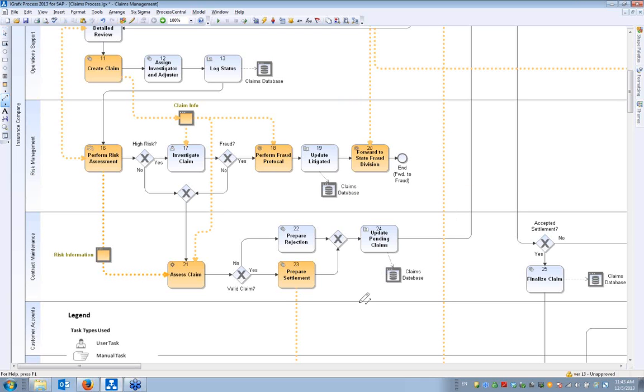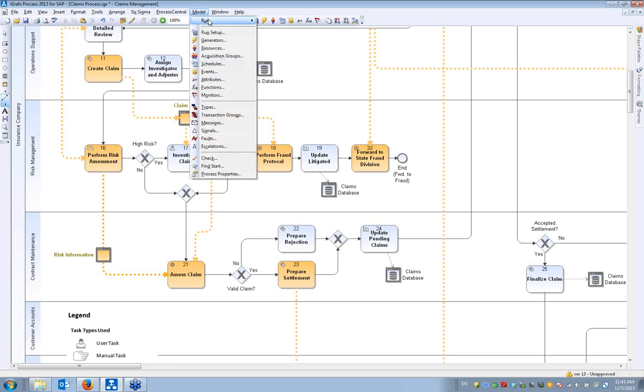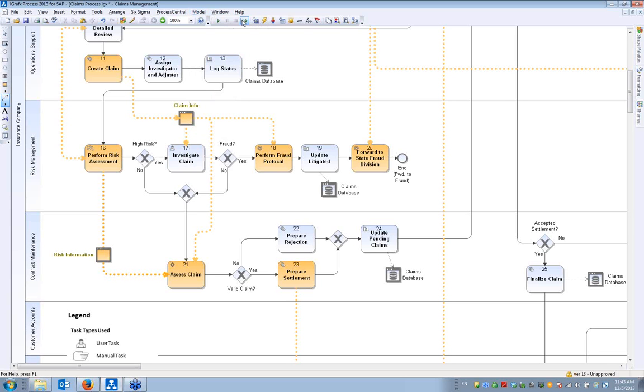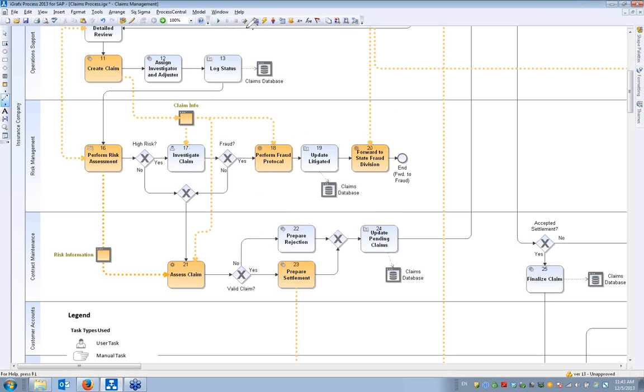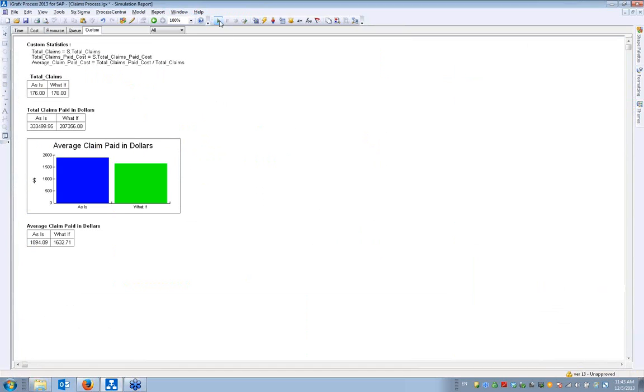So I'll modify the process and simulate it to see how this should impact the average claims costs. So I'll do a model run start. Before I do that, I'll specify that I want to append my new simulation results to the previous results. And now we can see that average claims paid, according to the simulation, should be reduced by at least 10%. Now that's a pretty significant drop by just adding additional information flow to the process.